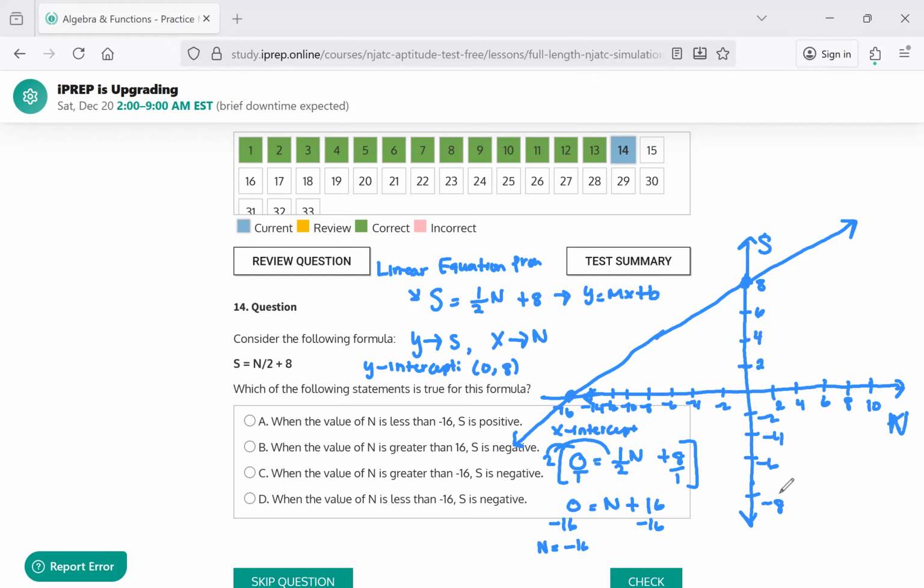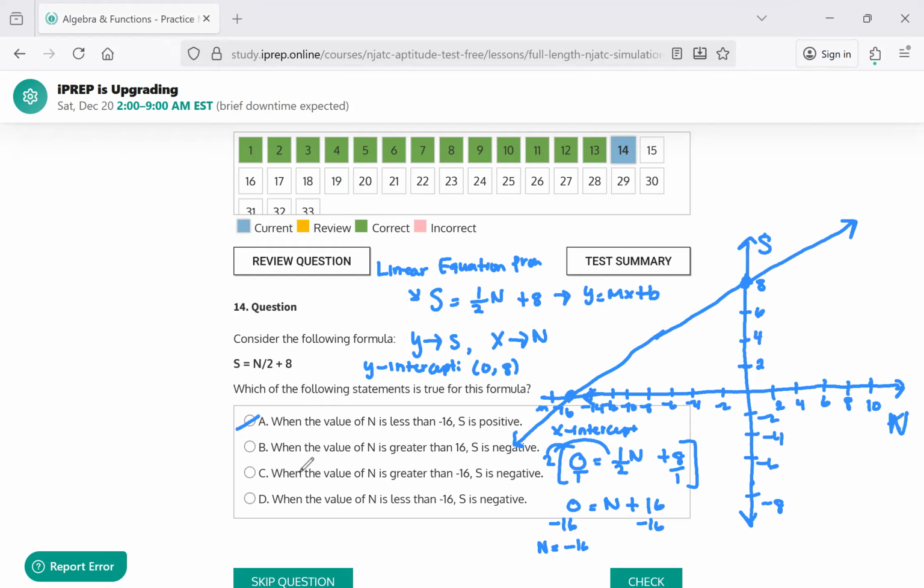Now let's test each value. Is the first one correct? When the value of n, and n is our x, is less than -16. Here's our x, and if you go below -16, s is positive. I think that's false. Starting with -17, this is wrong. The s value is starting to become negative, so that's false.